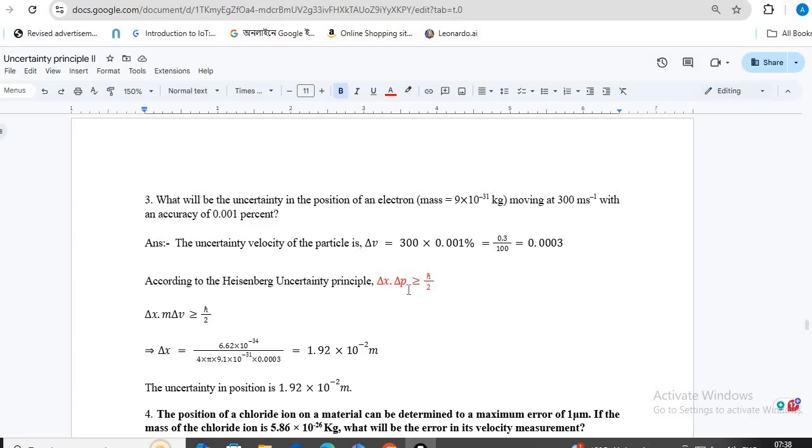Now use the relation del x del p. The momentum can be given as mass into velocity. Then rearranging this, del x is given as h cross divided by 2 into pi. Actually this becomes 4 into pi, then the mass of the electron, and this is the velocity uncertainty. If we put these values, the position uncertainty comes in the order of 10 to the power minus 2 meters.